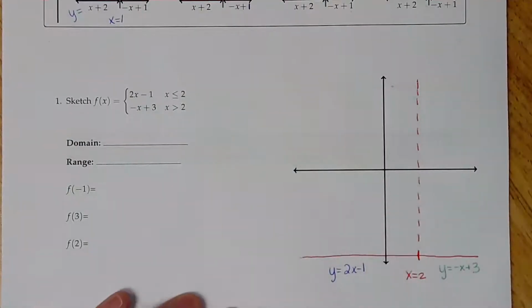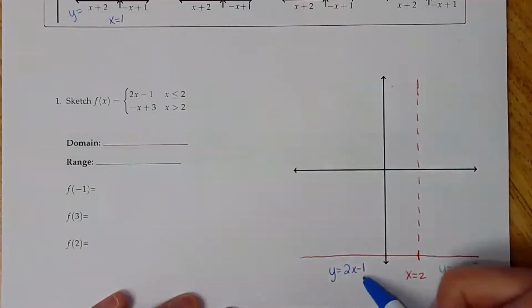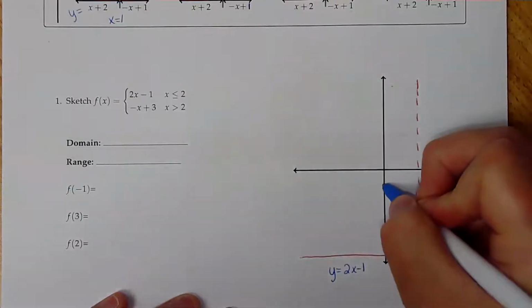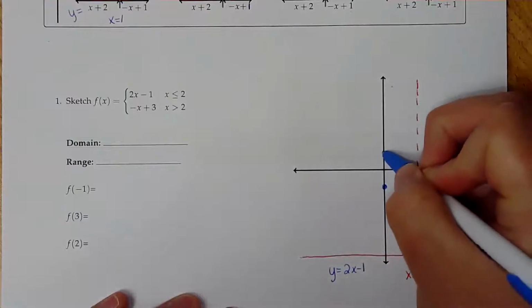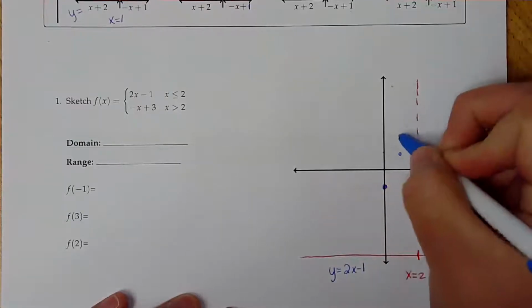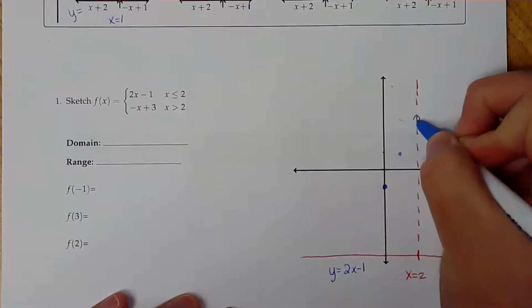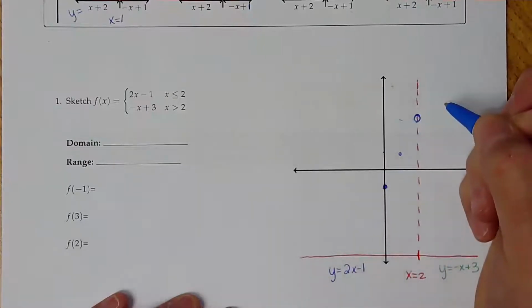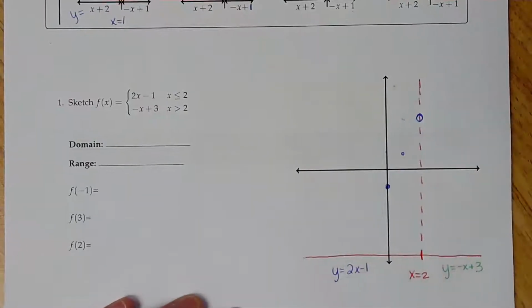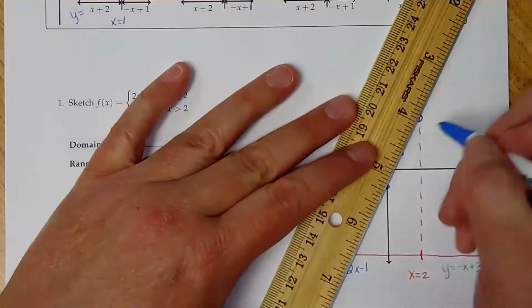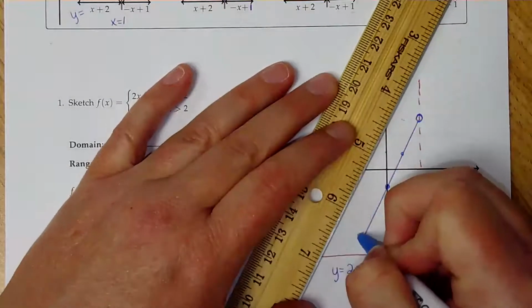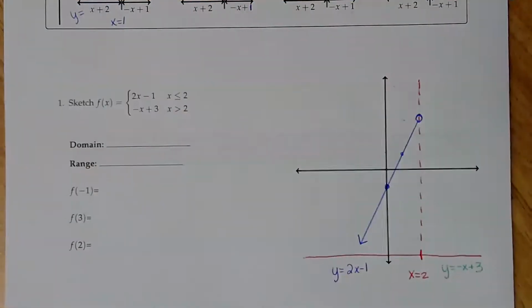All right, and then to graph these, I'm going to start by plotting my y-intercept, which is negative 1. And then my slope is 2, so I go up 2 over 1, up 2 over 1. And I'm just going to make that a hollow dot for right now since it's sitting on my fence line. And then that should be enough to connect dots and draw my line. So there's my left side.